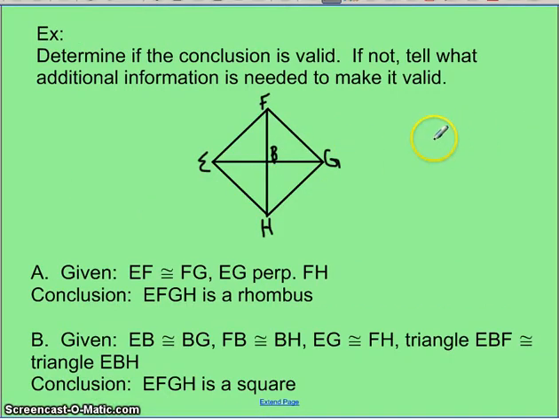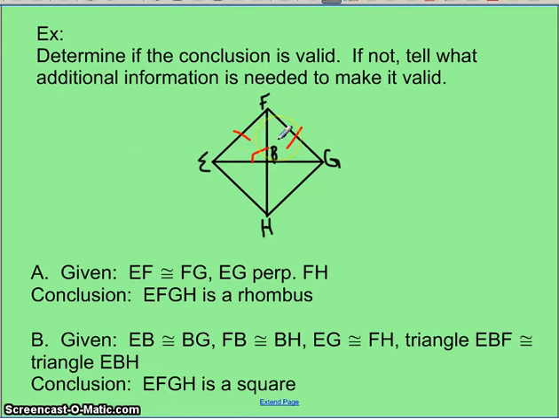I think we've got a couple of quick problems here for examples. It says determine if the conclusion is valid. If not, tell what additional information is needed to make it valid. So we're just going to mark it as we go along here. EF is congruent to EG, and we have that EG is perpendicular to FH. So they conclude that this shape is a rhombus.